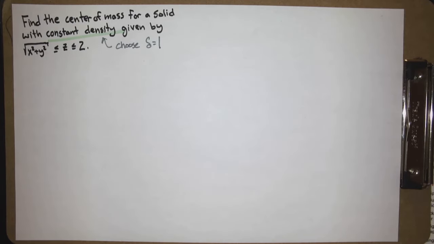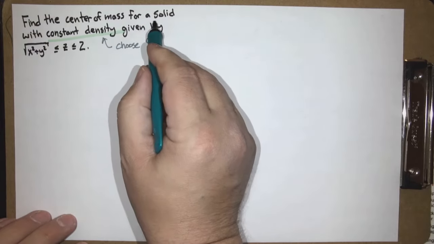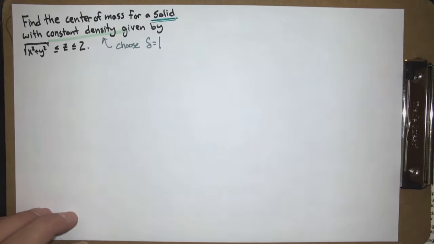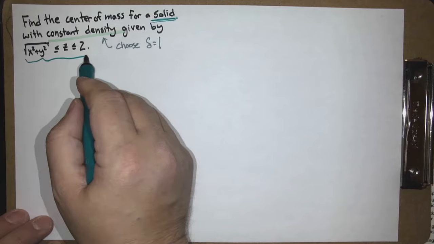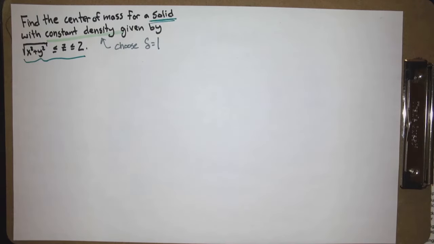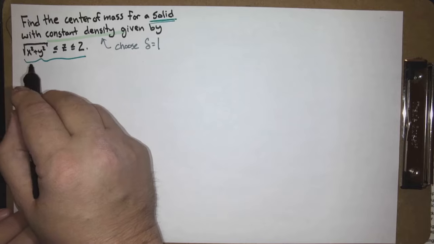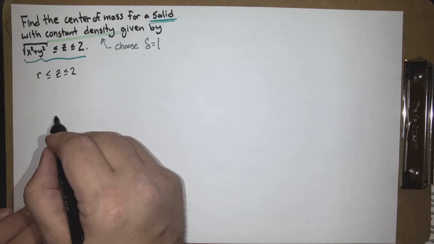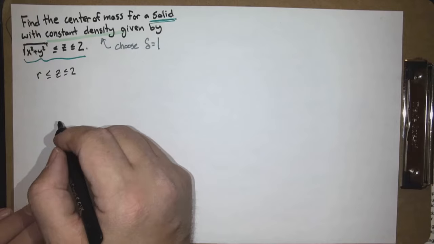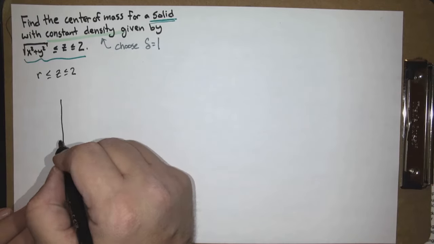Now let's think about the shape, because it is not 2D, it's 3D. Spoiler alert, it says solid. That's a big clue. Do we recognize some of these things? Oh, we see an r. r less than or equal to z less than or equal to 2. Does that help you recognize the shapes yet?